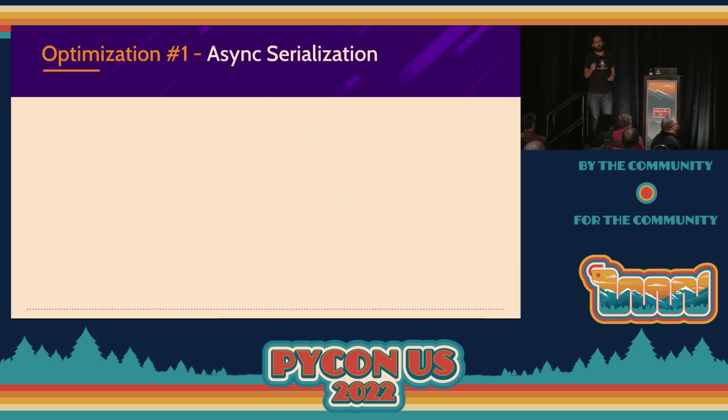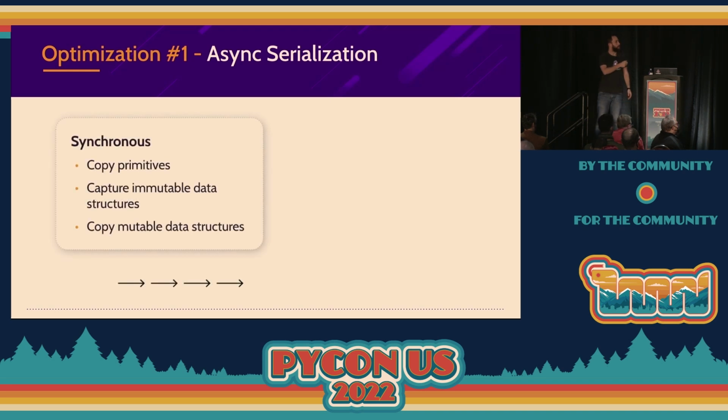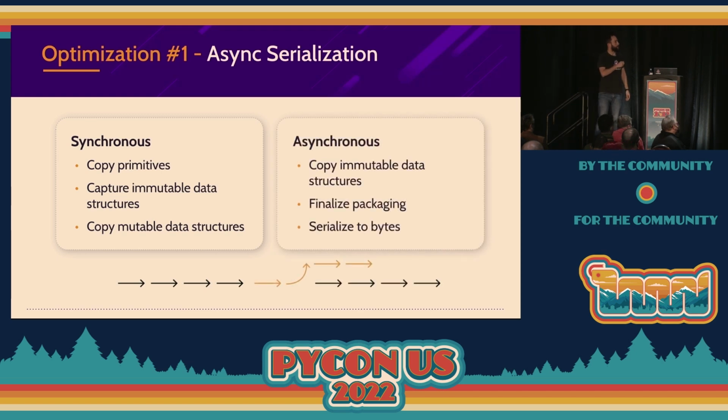So the first optimization we've done was async serialization. We do the very bare minimum in a synchronous manner. We only copy the primitives, capture the immutable data structures, and copy mutable data structures, such as list and dictionary. And then we do everything else in the background: the immutable data copying, packaging, managing all our metadata, and the final serialization to bytes. All of that can happen in the background as the application continues to move forward.